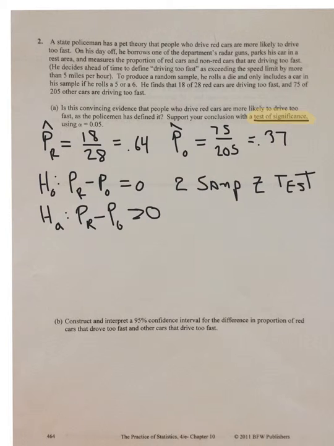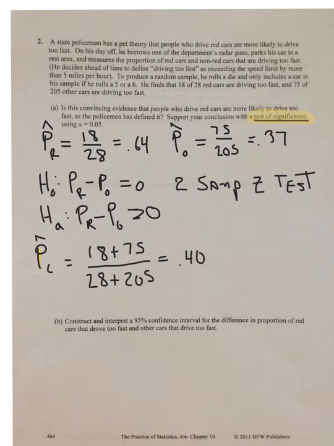So what we're going to do is we are going to get the combined proportion. So we say, well, 18 plus 75 over 28 plus 205. That's going to be our combined proportion. And when you add them up and divide, you get 0.4. So, what do we do with that? All right, I think I need to go another slide. Hold on a second.